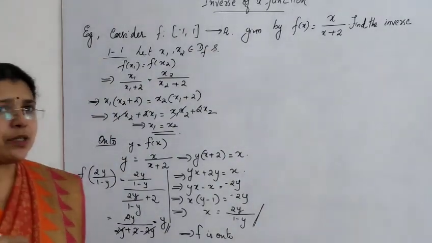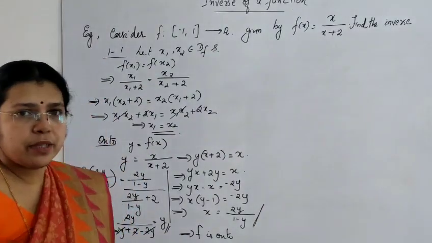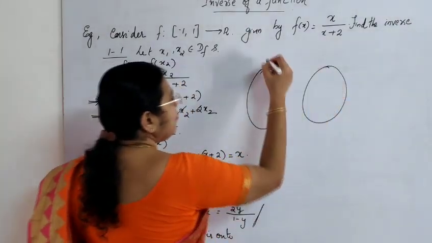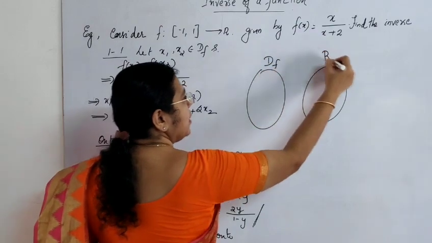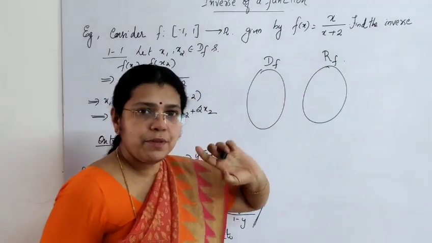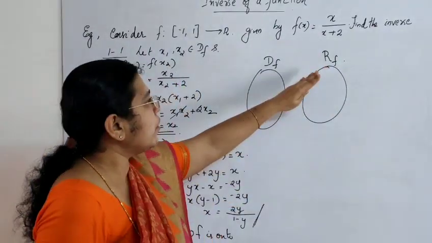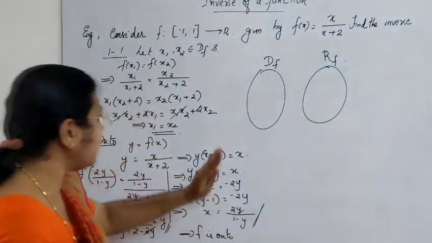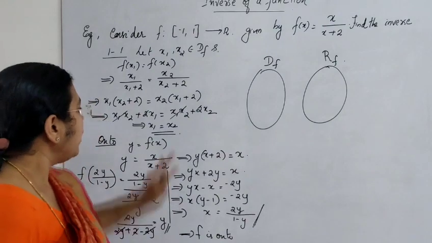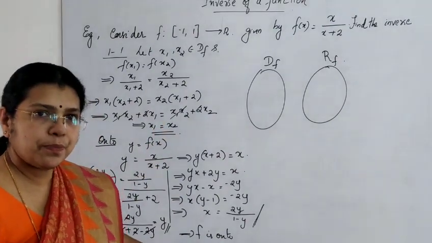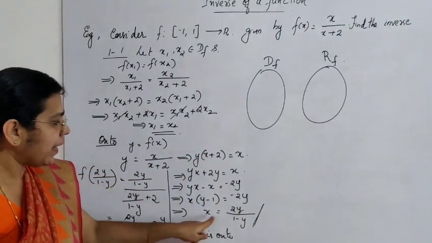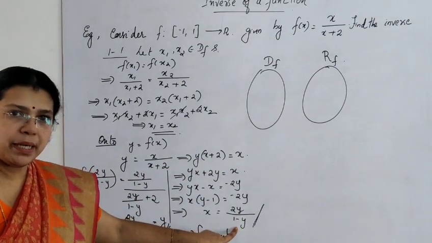Now let me ask you something. I don't know whether you have thought about this, but now you have to think about it. Here the function is from the domain of the function to the codomain of the function, and the codomain is the same as the range. Now, when it is 1-1 and onto, and I say that it is invertible, here I got a value of x = 2y/(1-y).